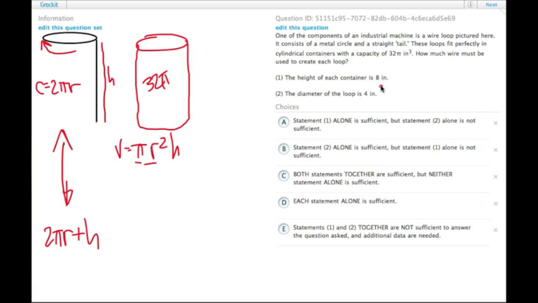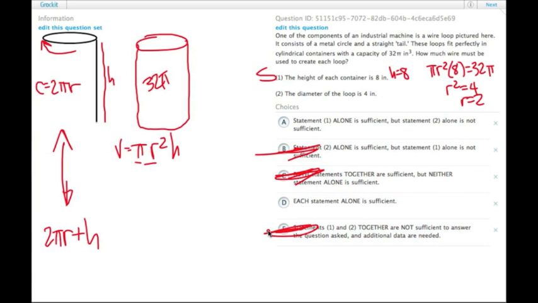Statement 1 tells us that the height of each container is 8 inches. So this tells us h equals 8. And therefore, pi r squared times 8 equals that 32 pi. Divide both sides by 8 pi, and we get r squared equals 4. So r equals 2, and there we have an r and an h, and we could multiply that out and figure out what that is. This one's sufficient, and we can get rid of B, C, and E.